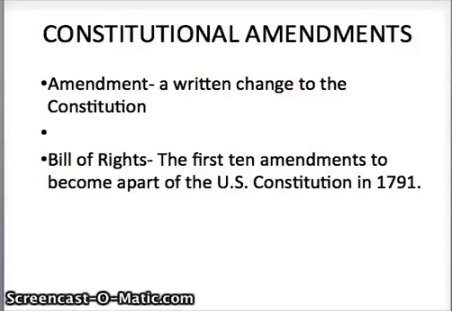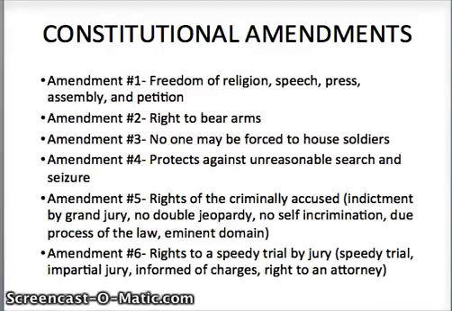Let's look at some of our laws. Constitutional amendments. An amendment is a written change to the Constitution. The Bill of Rights were the first 10 amendments that became part of the Constitution in 1791. The First Amendment is the freedom of religion, speech, press, assembly, and petition. In other words, you have the freedom of religion, speech, press, assembly, and petition.